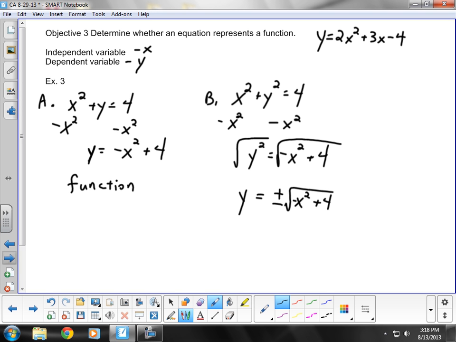So look what's going to happen here. When I put a number in for x, I'm going to get a positive square root, but I'm also going to get a negative square root of that answer. So this one is not a function. That's how you think about that. If you have to take the square root to be able to solve it for y, then it's not going to be a function. Now on page 117, pause for a moment and do checkpoint 3 to make sure you understand that idea.